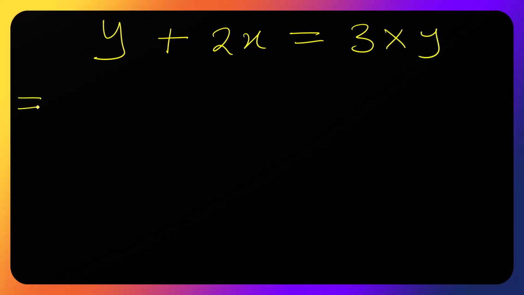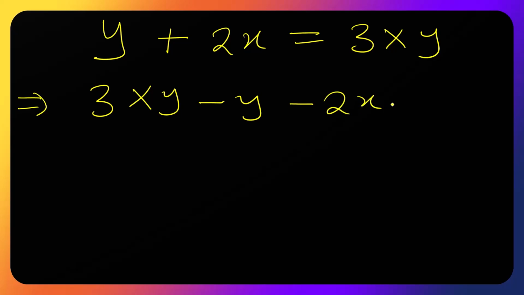Now I would like to send everything to the other side. So I want to send this one to the right hand side, so that will be 3xy minus y minus 2x equals to 0.